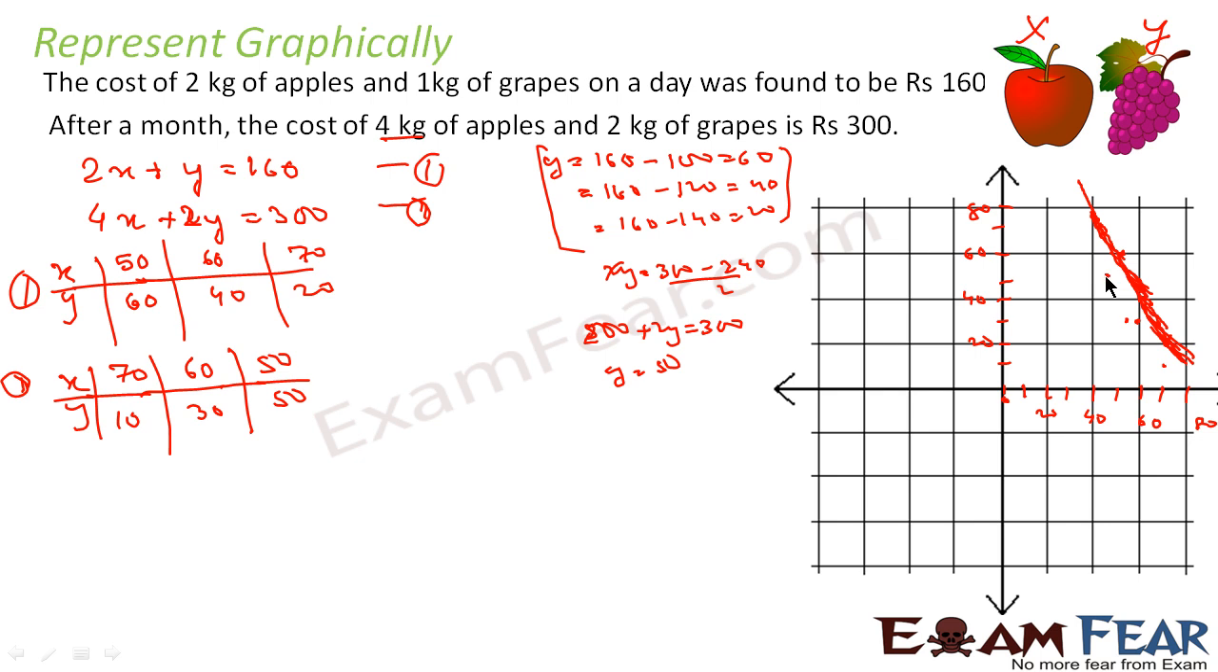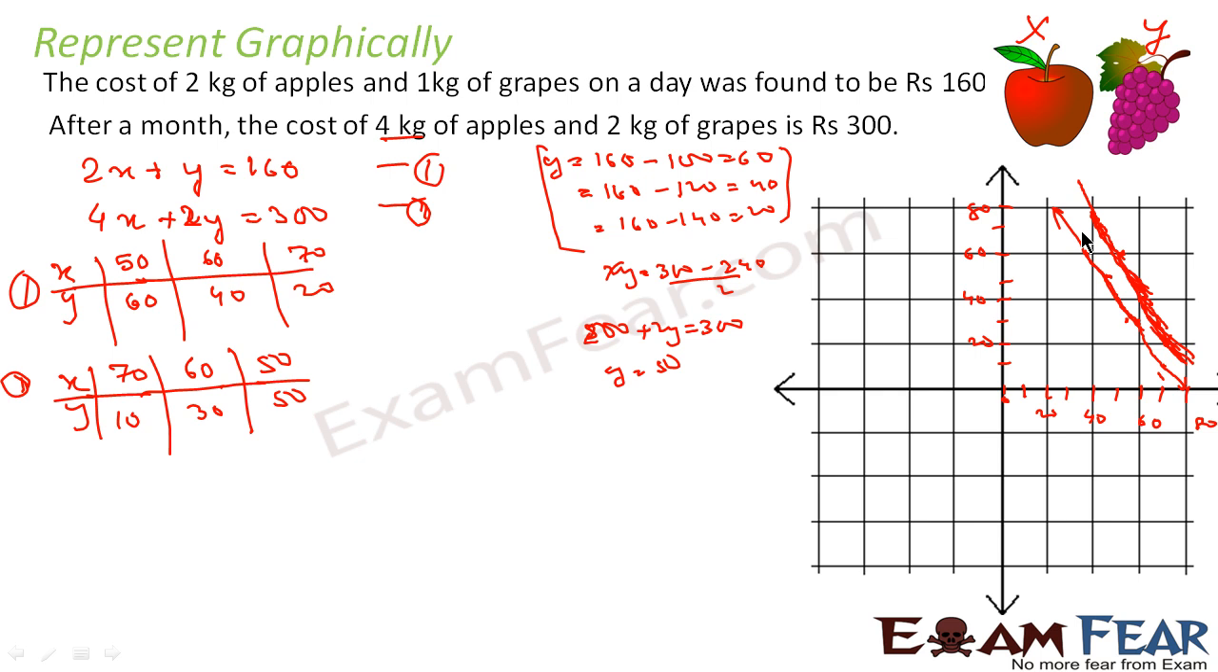If you see, both the lines are parallel. If I plot this line also, which is not straight, but if you see these lines are parallel, both the lines are parallel. Correct? What does it mean? Since both the lines are parallel, that means there is no solution.